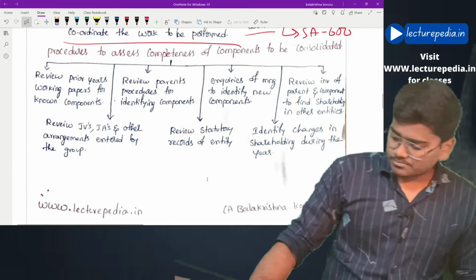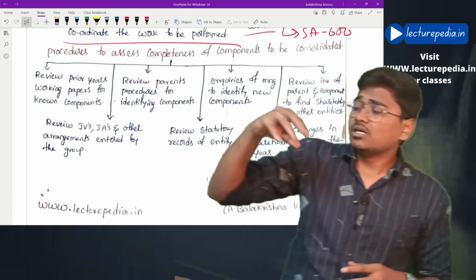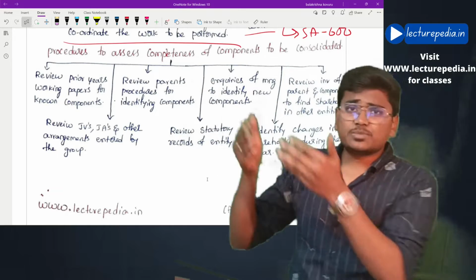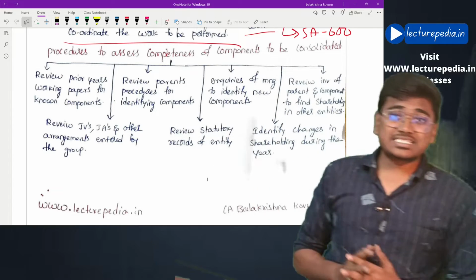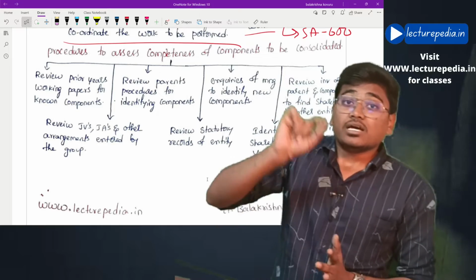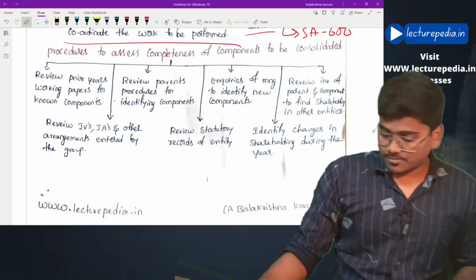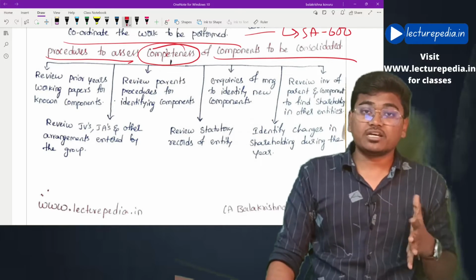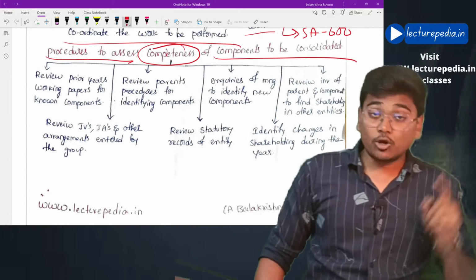Now, the auditor is conducting the audit of consolidated financial statements. He has asked the management to give the list of components. Now management has given the list of components. Now how will the auditor verify whether the list of components given by the management is complete or not, whether management is missing inclusion of any component in the consolidated financial statements? How will the auditor verify this? See, the procedure to assess completeness of components to be consolidated: whether all the components have been consolidated or any component is missing. How will the auditor identify this?